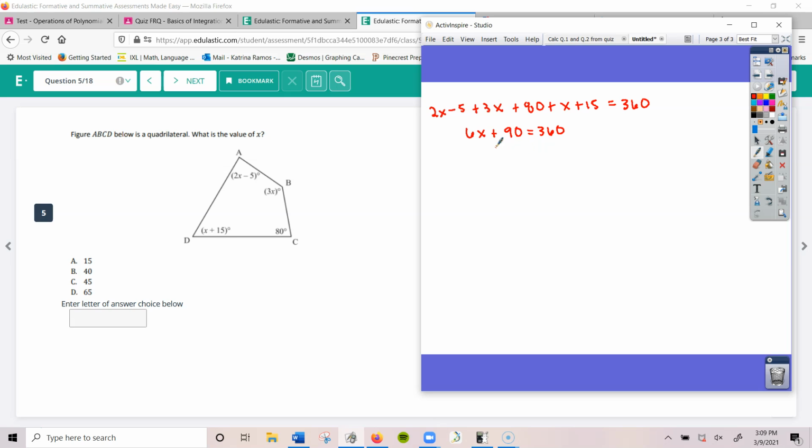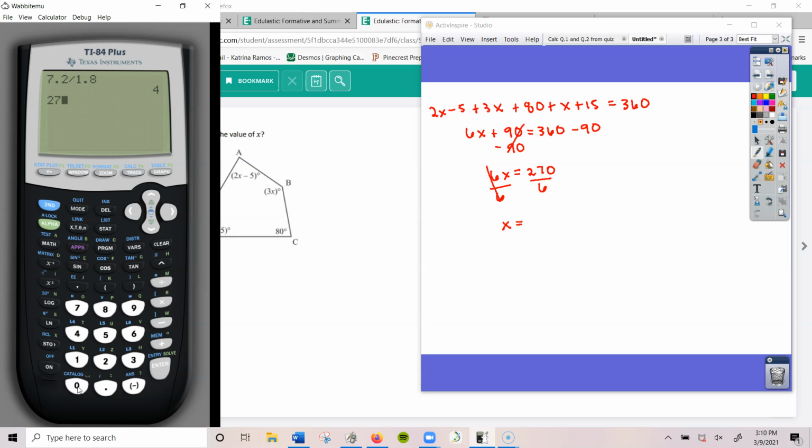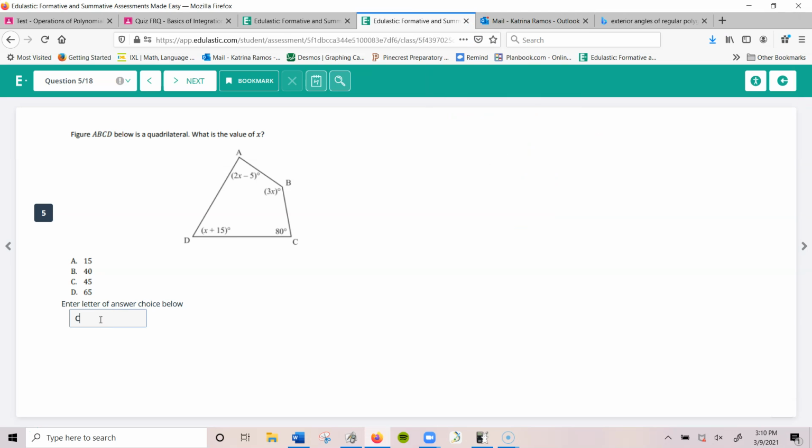Now we solve for x. Subtract the 90 from both sides. We get that 6x is equal to 270. And then divide by 6. When we divide, x is equal to, here, let's put this in the calculator, 270 divided by 6 is 45. So x is equal to 45. So C.